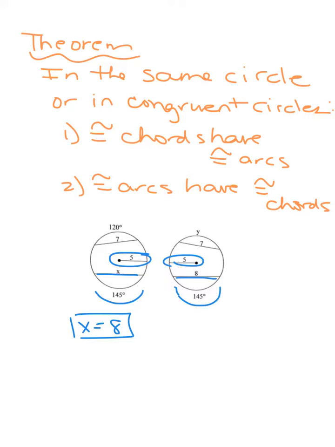I have, again, another arc there that's 120 with a chord that's 7. I also have a chord on this other circle that has a measurement of 7. So I know that this arc y has to be 120 degrees.